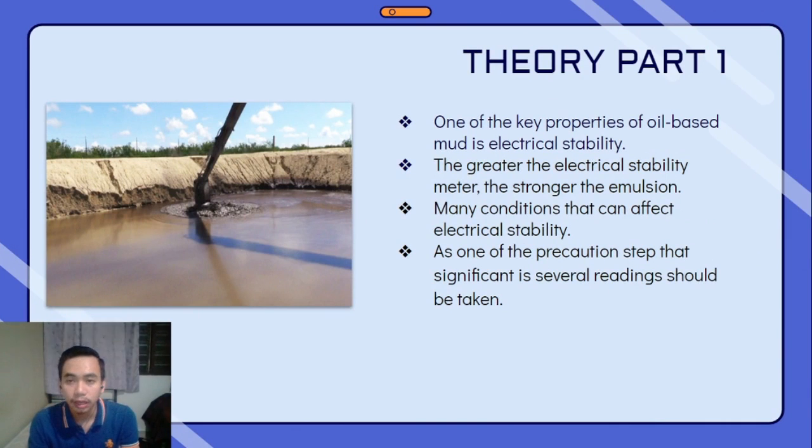one of the key properties of oil-based mud is electrical stability. It shows the voltage of the current flowing through the mud. The electrical stability number represents the stability of the mud emulsion. As the value increases, the more stable the emulsion is. If the mud has a good emulsion, the result of the equipment will be high electrical stability figures. On the other hand, if the mud emulsion is poor, the result will be a low electrical stability value.